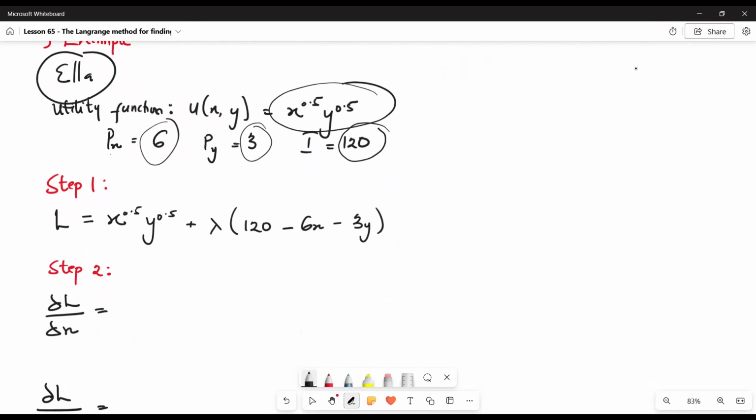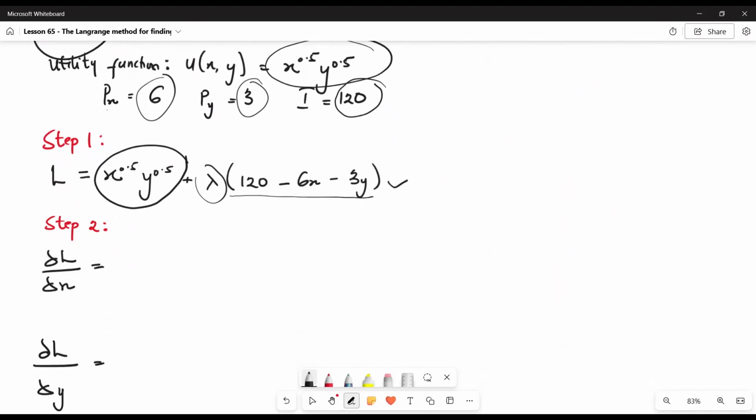So the first step is to write our Lagrangian function. So in writing our Lagrangian function, we know that we simply write our utility function, which is the function that we are maximizing, plus lambda multiplied by the constraint, which is the budget constraint in our case. Then the next step is to differentiate this Lagrangian function with respect to x, y, and lambda, and then set the derivatives equal to 0.